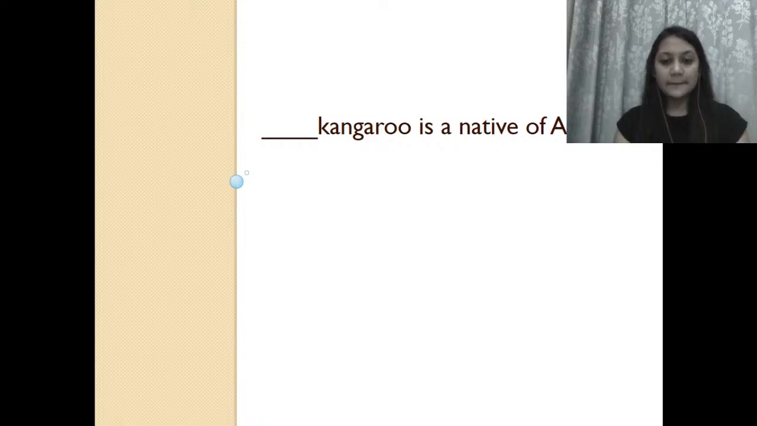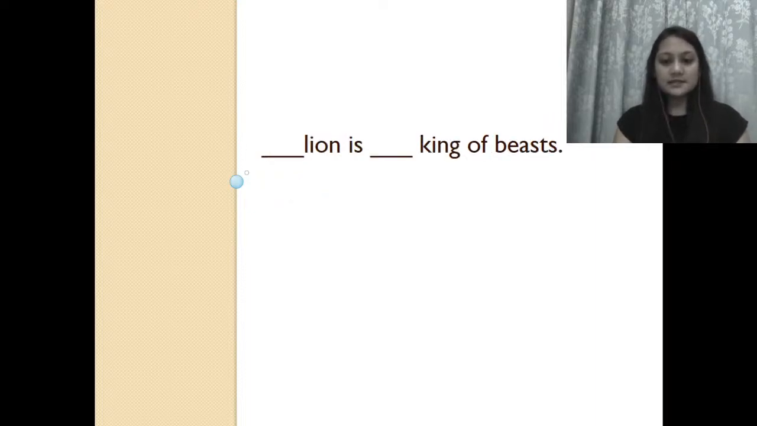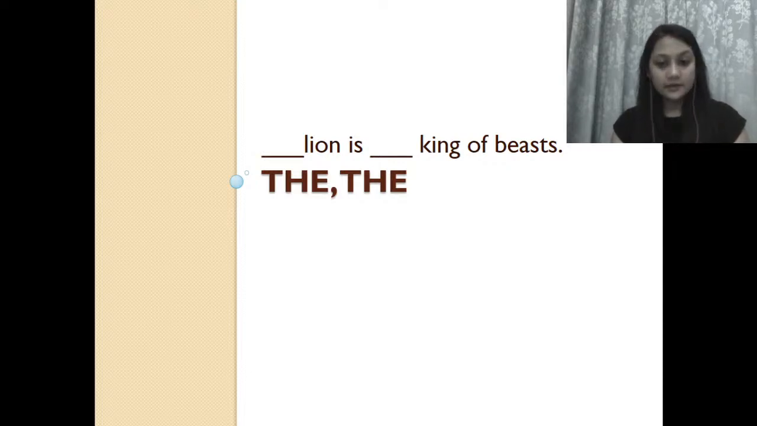Kangaroo is a native of Australia. The question is, dash kangaroo is a native of Australia. So it will be the kangaroo, because we are talking about a very particular thing, in reference to it, right? That is why we have used here the. Next, dash lion is dash king of beasts. So it is the lion. At the first place, you will not call it a lion, the correct pronunciation is lion, right? So it says the lion, because you're talking about just the lion out of so many animals. So it will definitely be the lion is the king of beasts. It's a position. So that is why we have put here the.